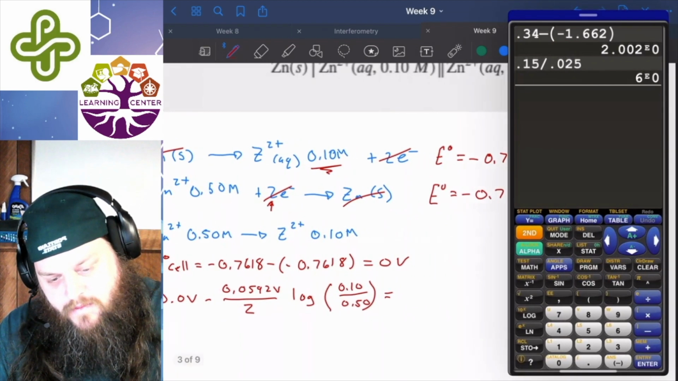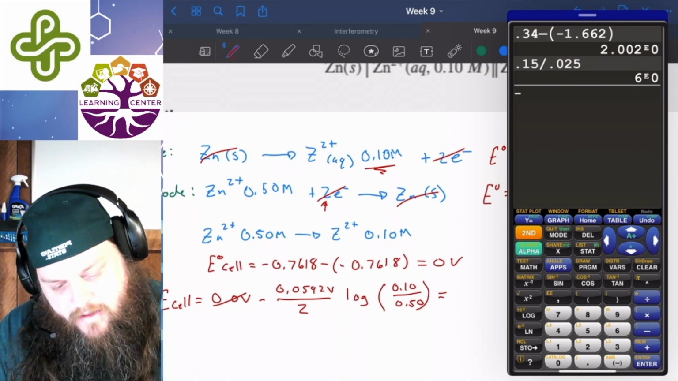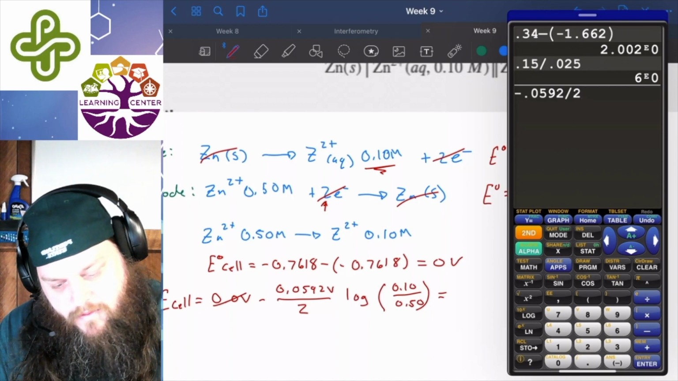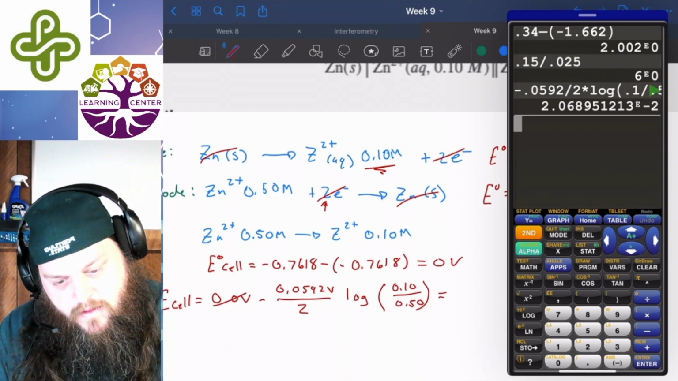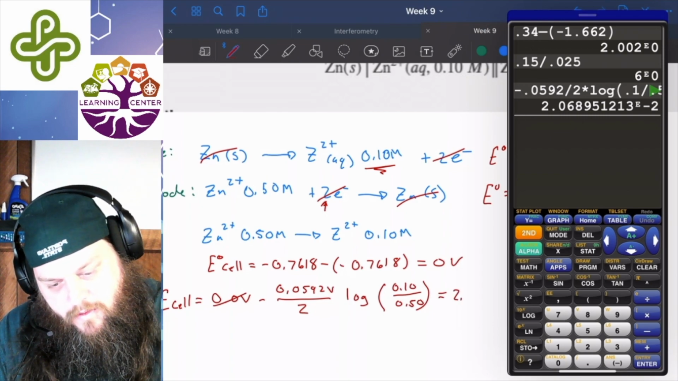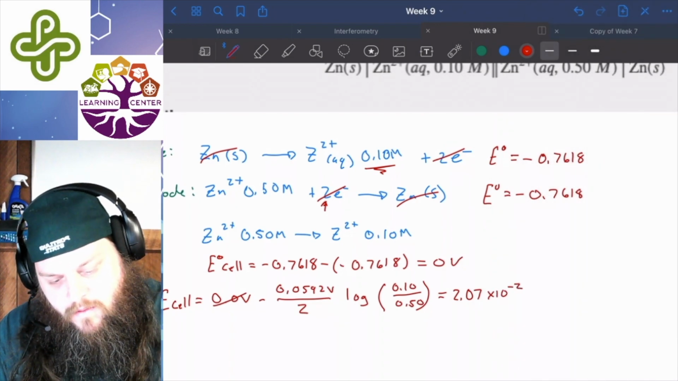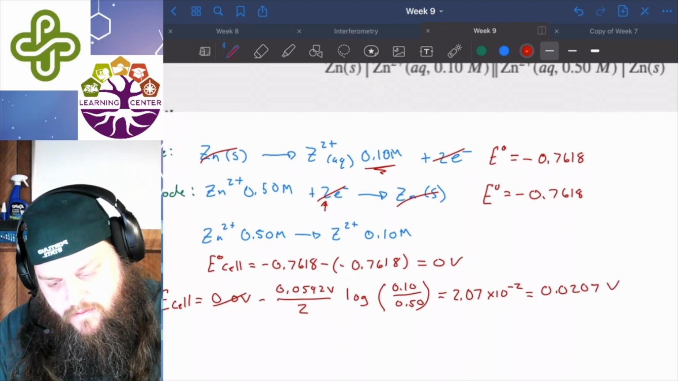So I'm going to leave off the 0 in the front because it's just equal to 0 and put a negative 0.0592 divided by 2 times logarithm of 0.1 divided by 0.5. And this is equal to 2.07 times 10 to the negative 2, which is basically 0.0207 volts.